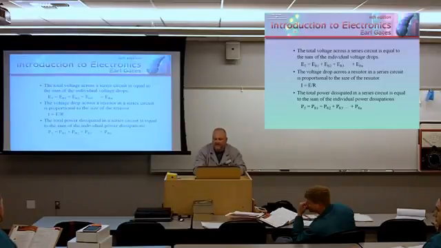In the book, it says E_T is equal to E_R1, equal to E_R2, equal to E_R3. It's a mistake. That's for parallel. You sure that's not parallel you're looking at? Total voltage across the series circuit. Typo.